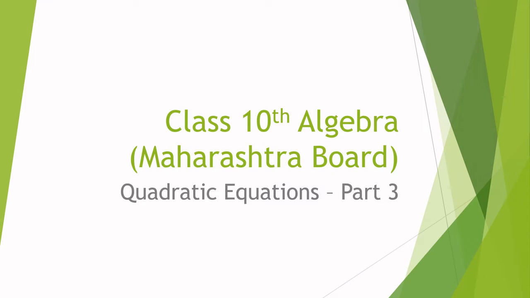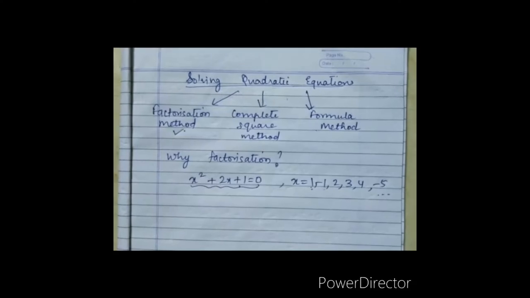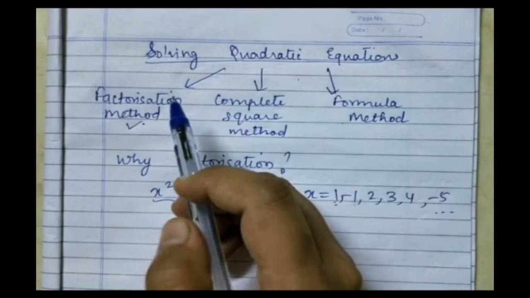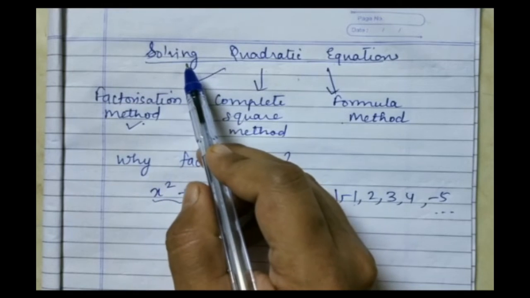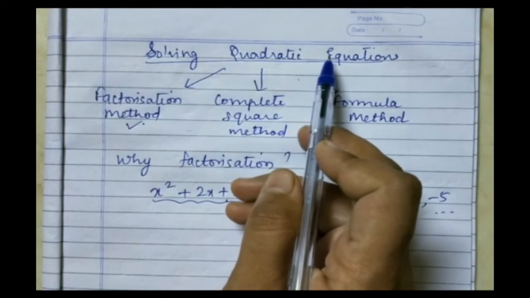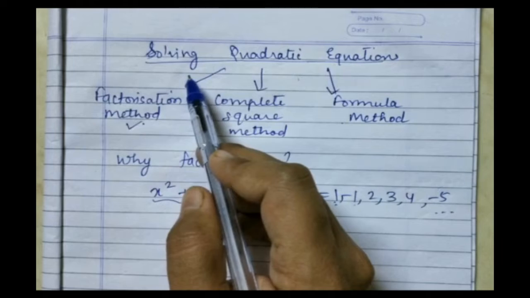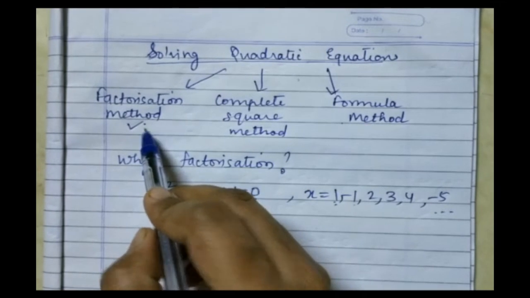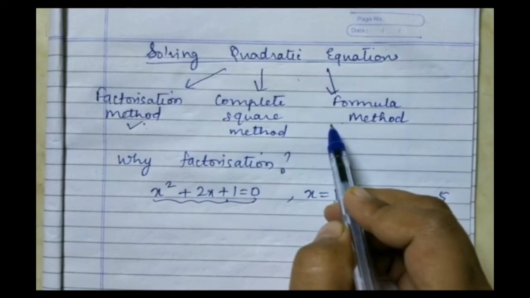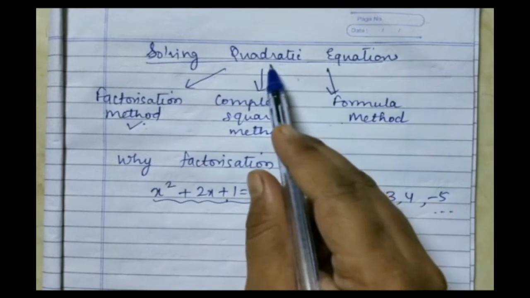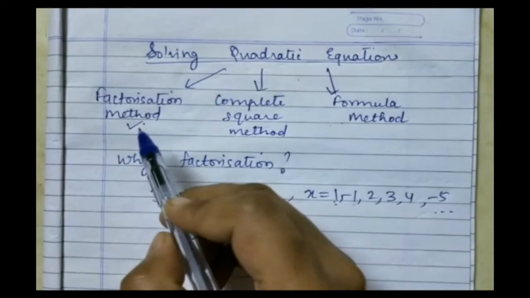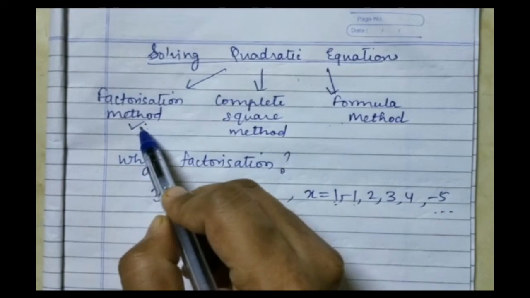Let's continue the chapter with the factorization method. Hello all. Let's move to the next part, which is regarding solving quadratic equations. There are three methods for the same: factorization method, complete square method, and formula method, by which quadratic equations can be solved. In this video we are going to see the factorization method.